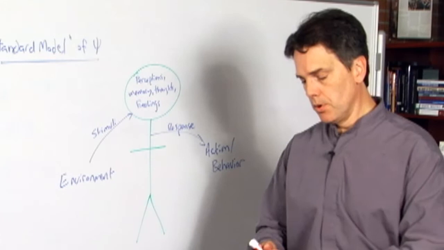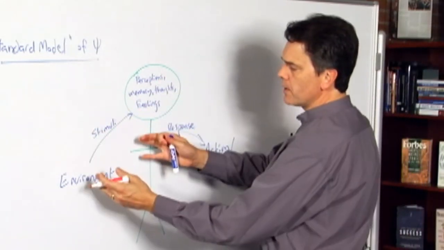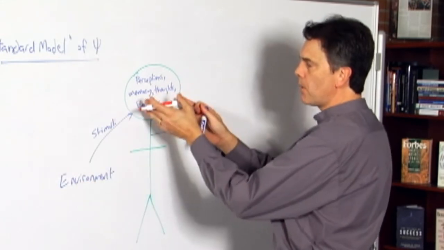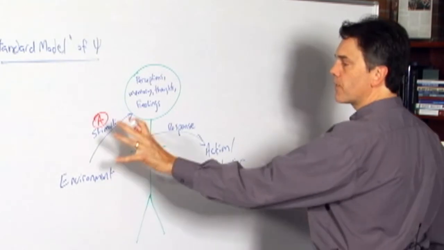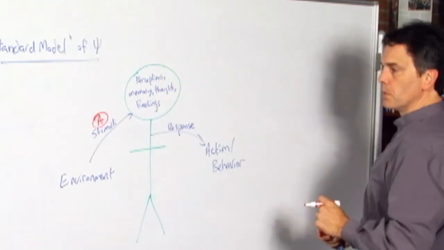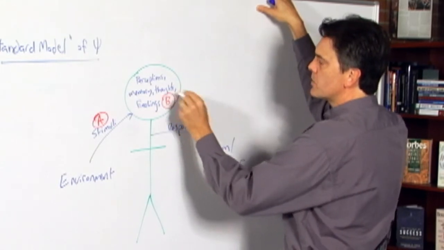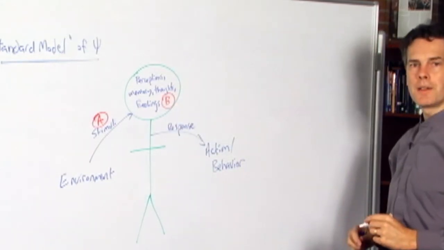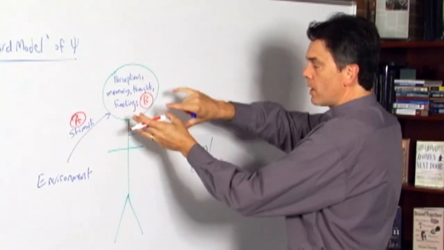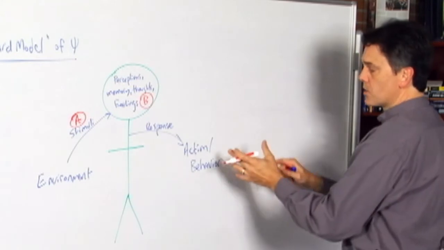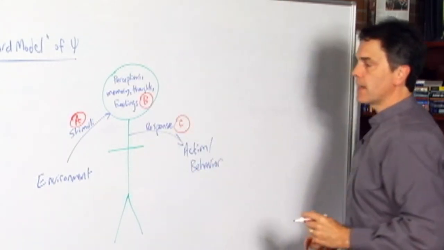So let's label these things. Suppose we say everything that's going on in the environment in terms of its impinging upon the human being, let's call that A. The stimuli from the environment upon the human being. Everything that goes on inside the human head, in the psyche, so to speak, we will call that B. And then everything that flows from what goes on in the human psyche outwardly in terms of action or behavior, we will call that C. Everything in that category here.